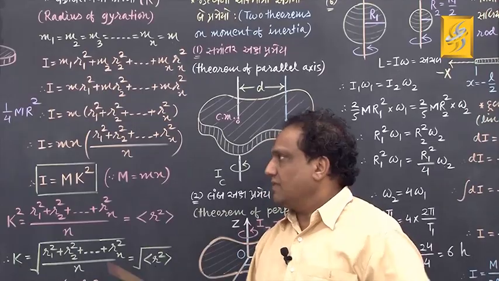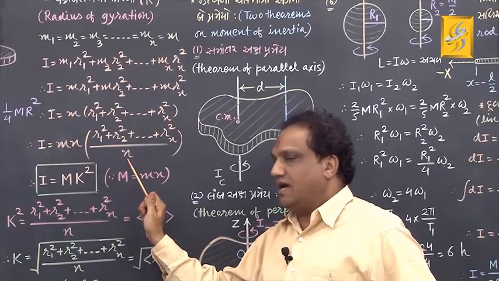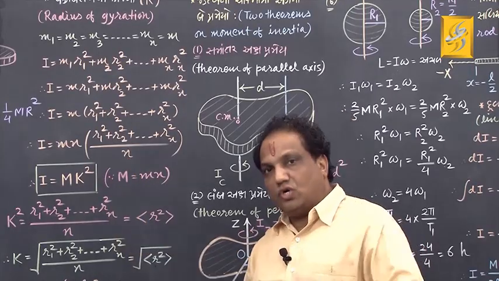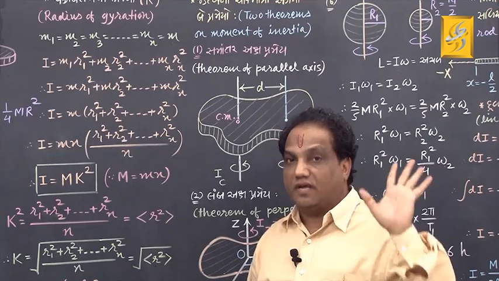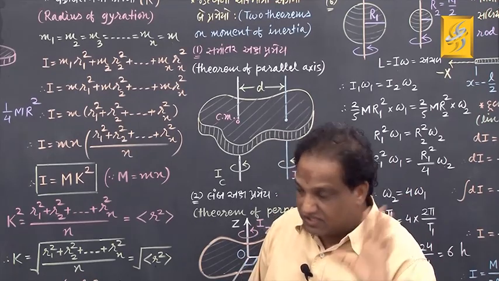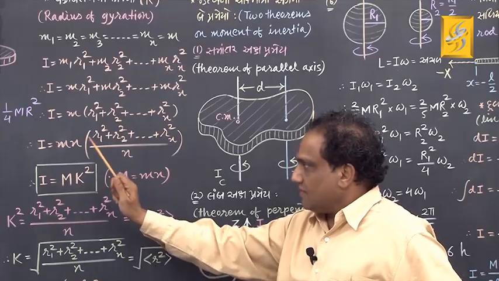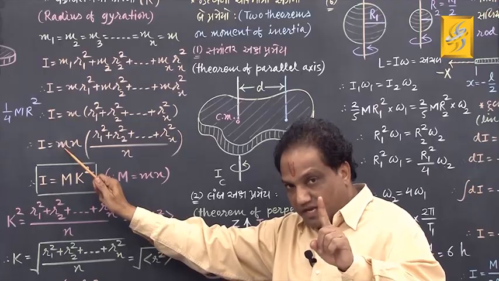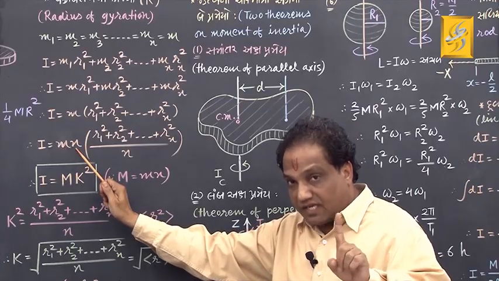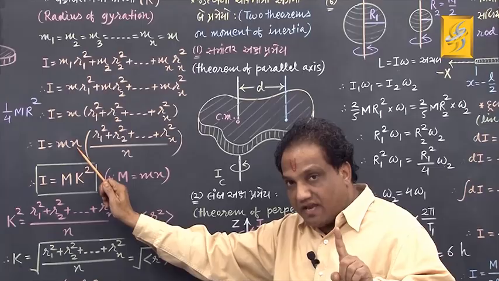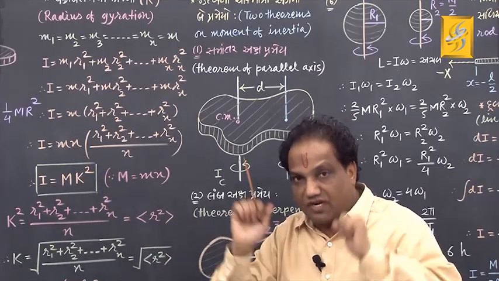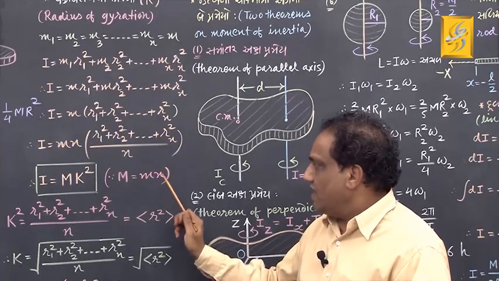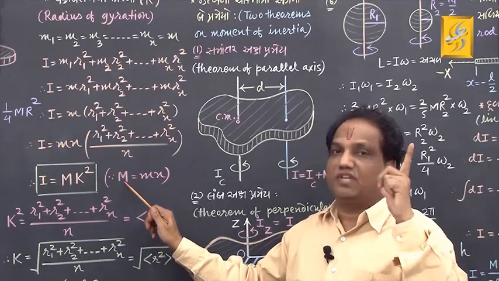Now just do one thing. Multiply by n, divide by n. What is n? Total number of constituent particles. Now tell me, what will this give you? m into n. What is m? Mass of one particle, and such n identical particles are there. So when you multiply m with n, it will give you the total mass of the given rigid body. Let it be capital M. So m into n is nothing but capital M, the total mass of the rigid body.